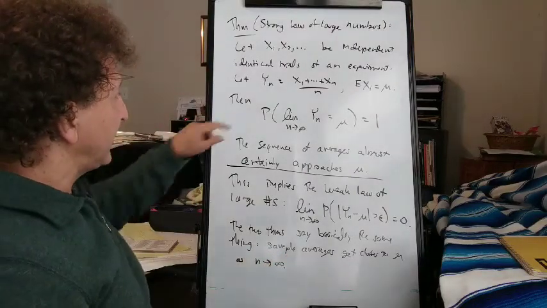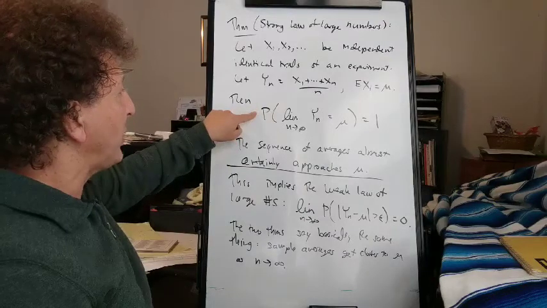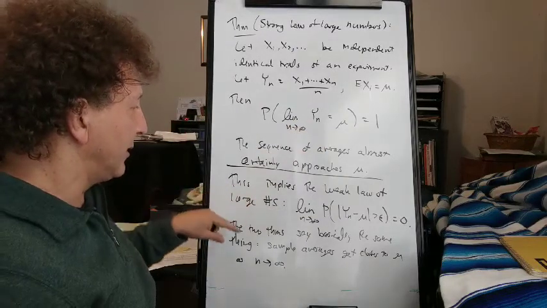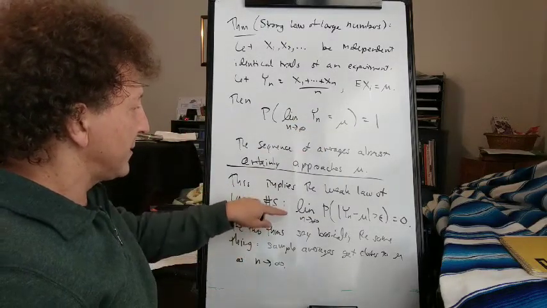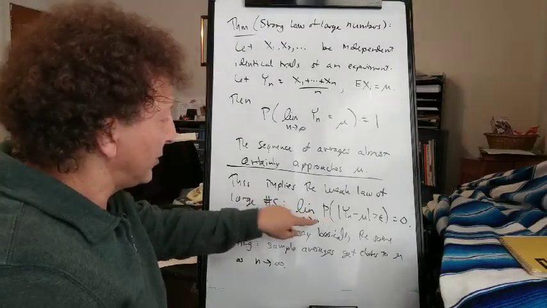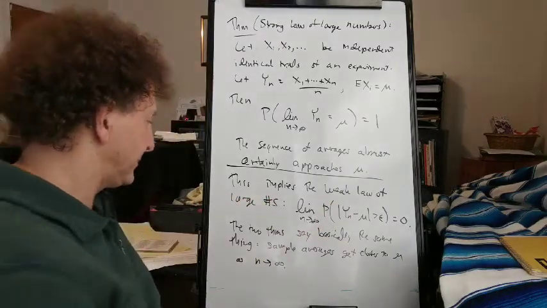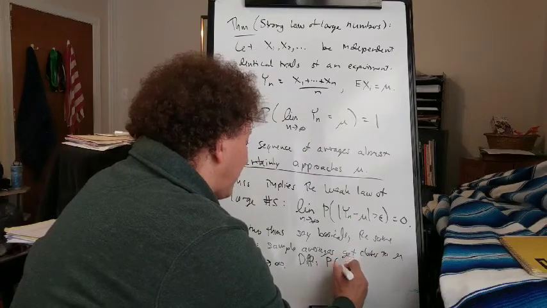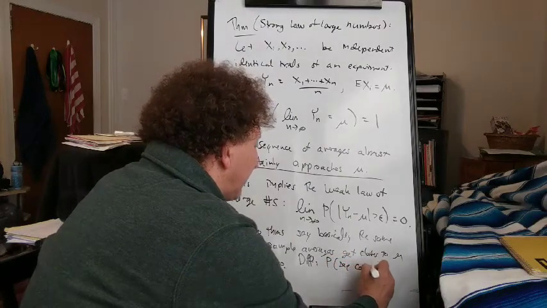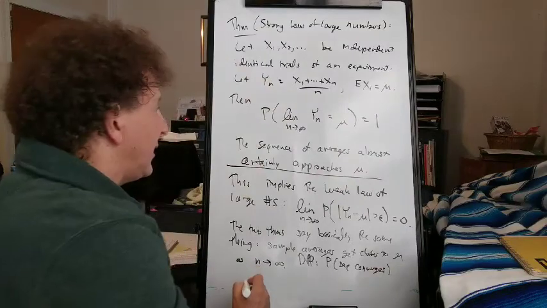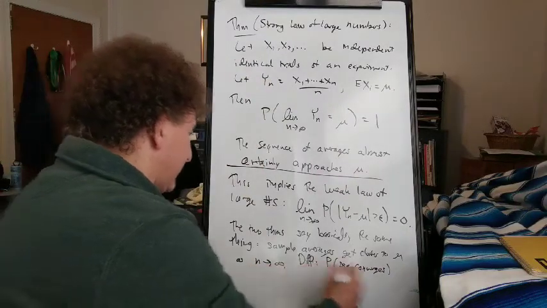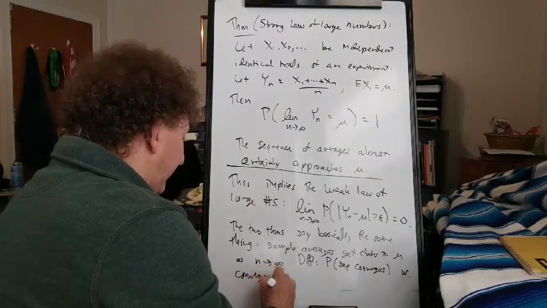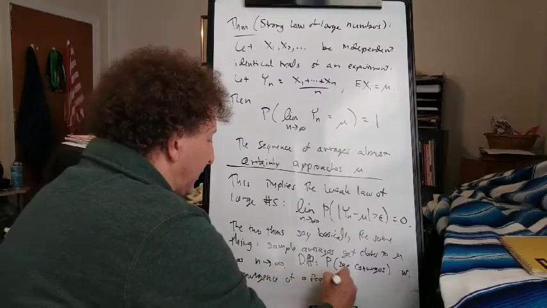The difference is that the strong law is a probability that a sequence of random variables approaches a number, and the weak law is a sequence of probabilities which approaches 0. So the difference is the probability that a sequence converges versus convergence of a sequence of probabilities.